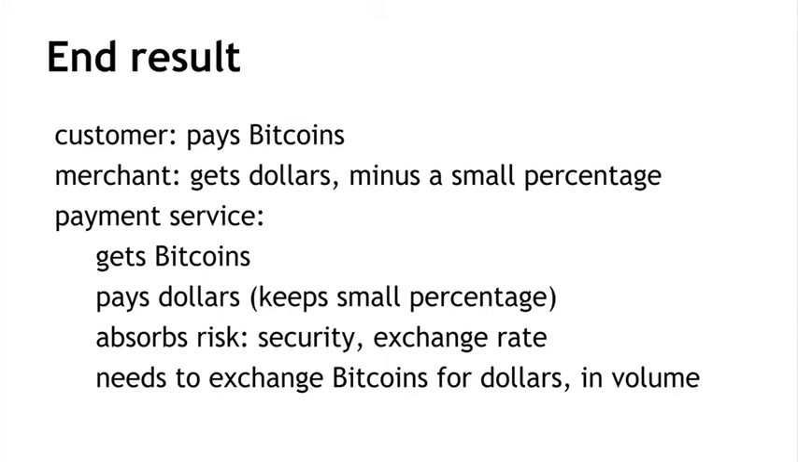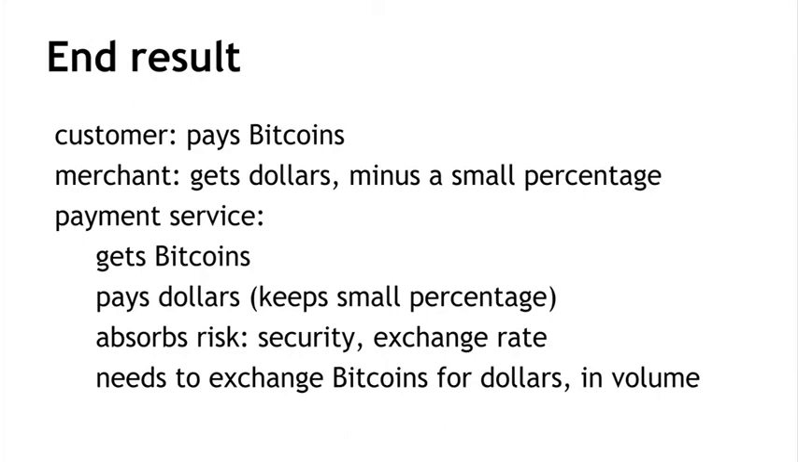The payment service receives the Bitcoins that the customer paid. It pays out the dollars, maybe at the end of every day. It makes a deposit into the merchant's bank account of all of the payments that came in that day. And of course, it keeps a small percentage, and that's how it makes its profit. And the payment service absorbs all of the risks involved in this process. It absorbs the security risk, so it has to have good management of the Bitcoins, of its cold storage and all of that. It absorbs the exchange rate risk because it's receiving Bitcoins and paying out dollars.